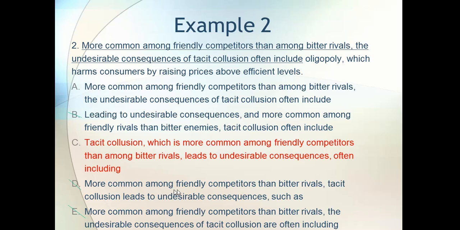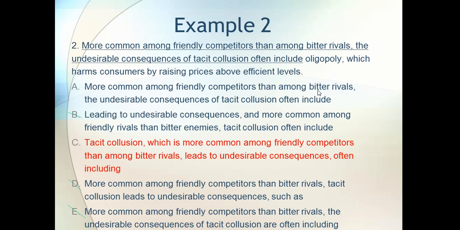D: more common among friendly competitors than bitter rivals. Now let's check this out here. A has among friendly competitors than among bitter rivals. Here we have among friendly competitors than bitter rivals. Now be careful. When you're comparing two parts of a sentence, A and B must be the same. So A than B, A must be exactly like B. In this case, among friendly competitors is not the same as bitter rivals. But here it is: among friendly competitors is compared with among bitter rivals. So it is the same format exactly. Among friendly competitors, A, than among bitter rivals, B.